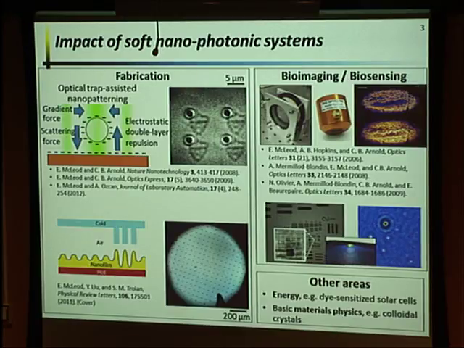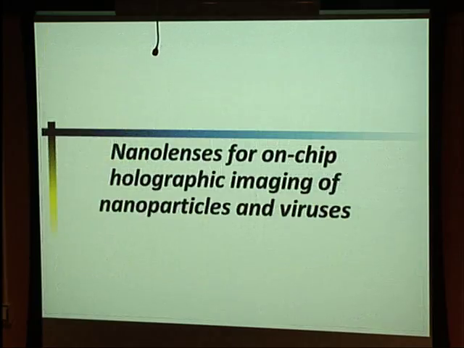And then, of course, there are other areas. These are areas that I haven't in particular worked in, but things such as energy. So dye-sensitized solar cells is another example where the nanoscale interactions between the soft material, in this case the liquid dye, and the hard material and the light provides energy. Other examples are materials physics, things such as colloidal crystals, studying these types of interactions.